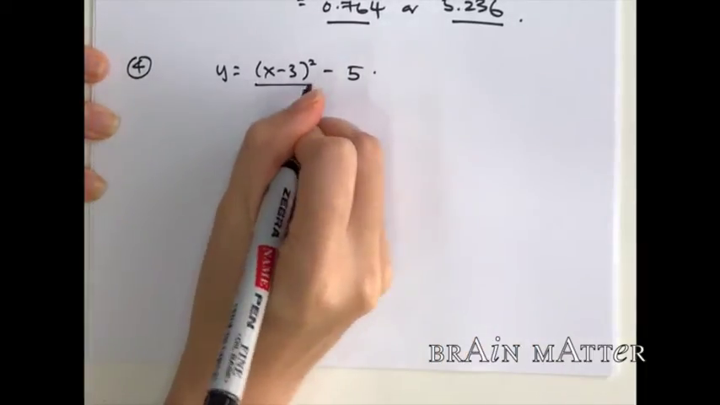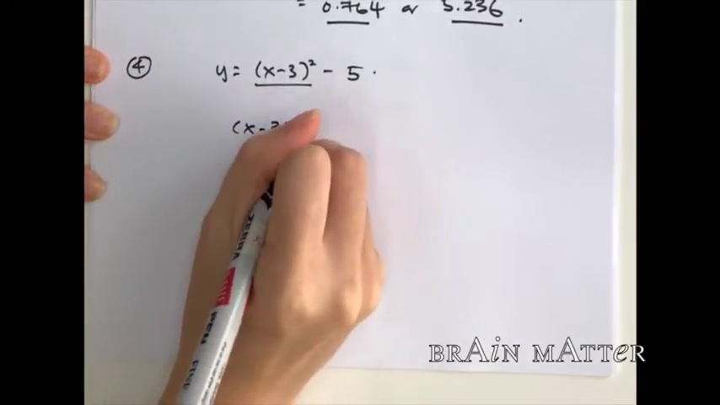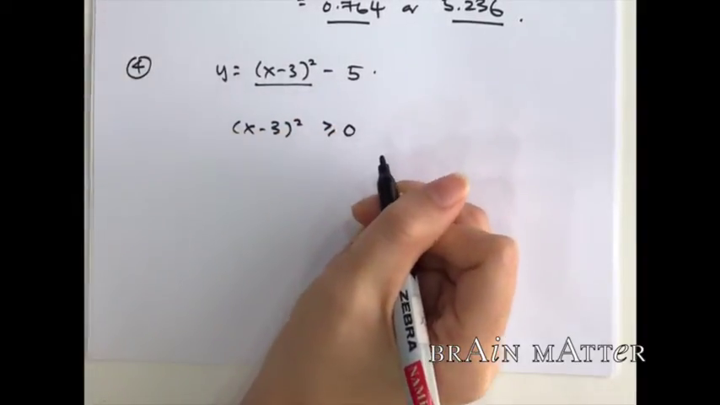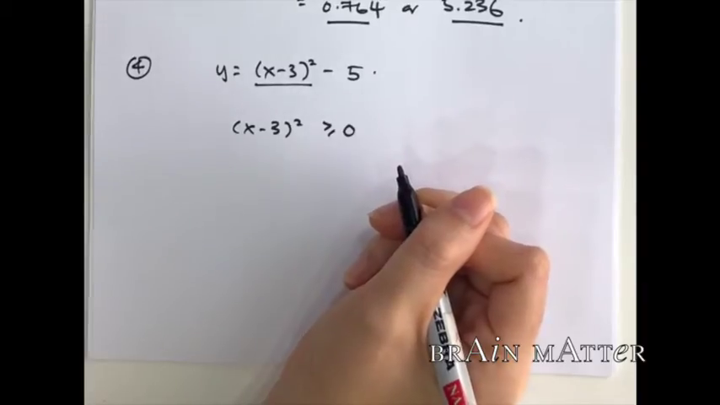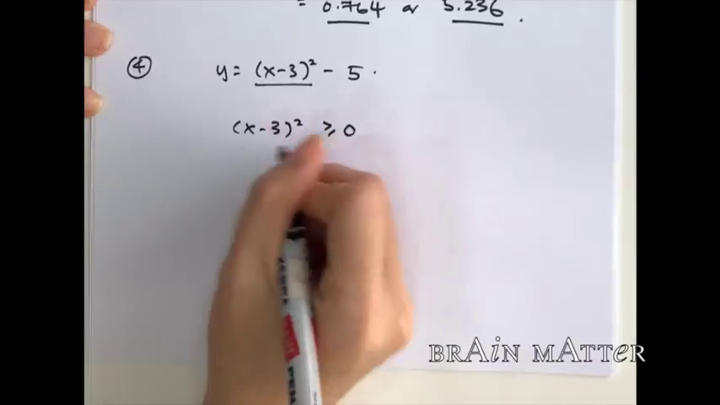Okay, everything comes from this square here. It is so important because we know a universal fact: everything that's being squared is always greater than or equal to 0. Even if it's a negative number, when it's squared, it's greater than or equal to 0. So we start with this.